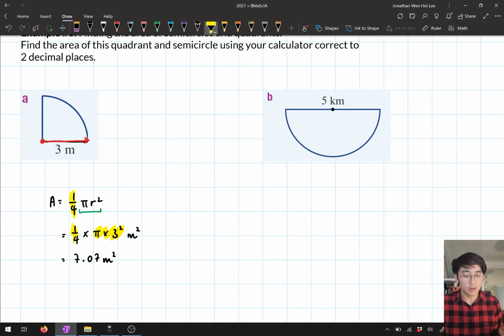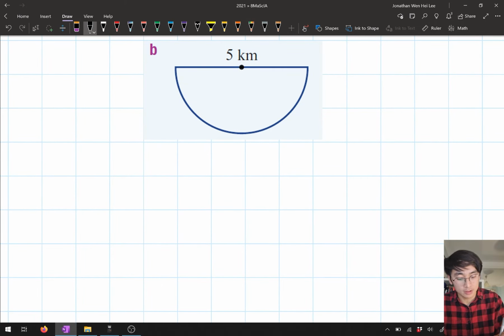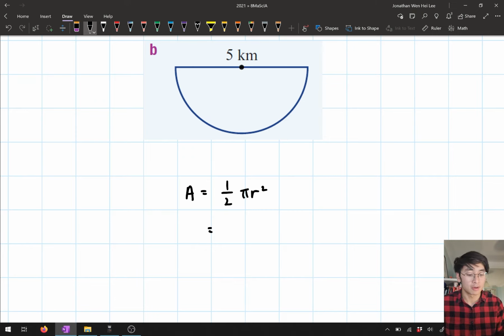Okay, let's have a look at the next example. Now here we've got a semicircle. So the area formula for a semicircle is just half of my circle, so half of pi r squared. So here, just like we did before, we just want to find half of the area of my circle, and so we need to find the length of the radius.